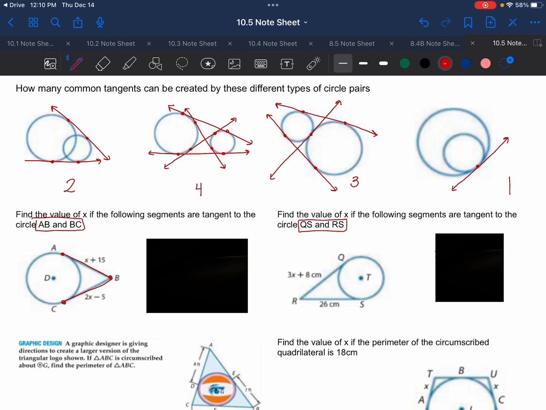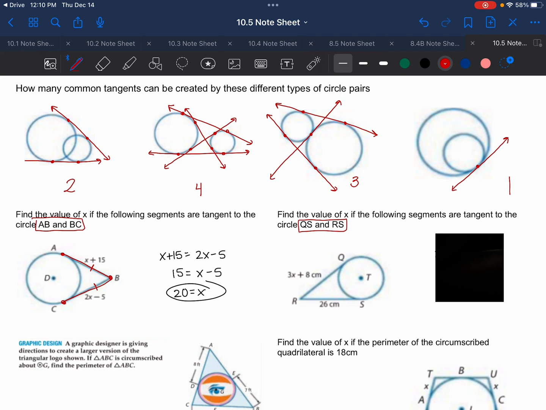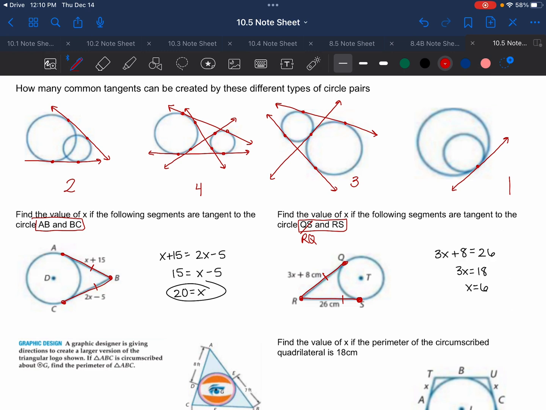All right, so for the first one, since they are common tangents that share the same endpoint, these are congruent, so we set them equal, and we get that x equals 20. And then for this one, RQ and RS are tangent to the circle. They share R, so these are congruent, meaning you set those equal and solve for x, so you get x equals 6.